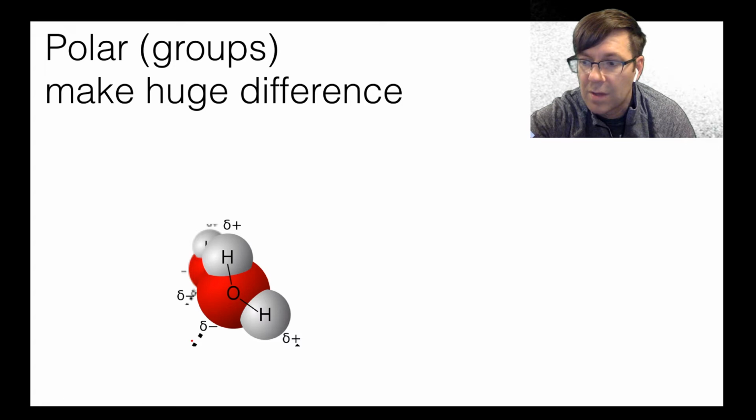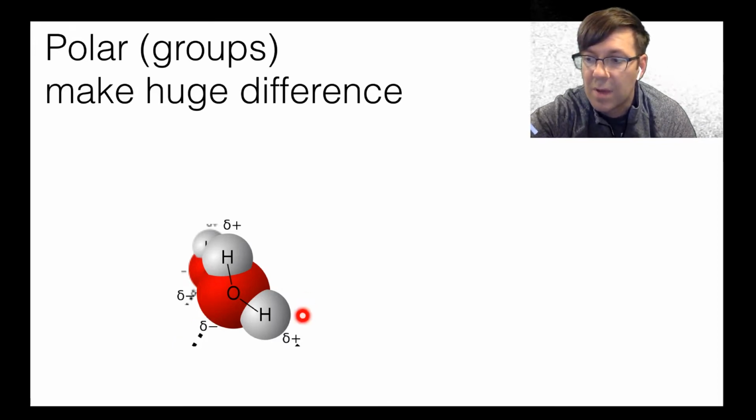Okay, if my highlighter works, hey, there it is. So here's our negative pole. The electrons spend a lot of their time over here. They spend a lot less of their time on the hydrogen side.